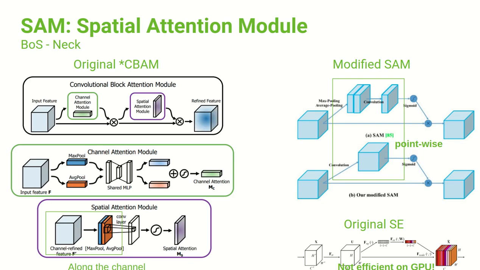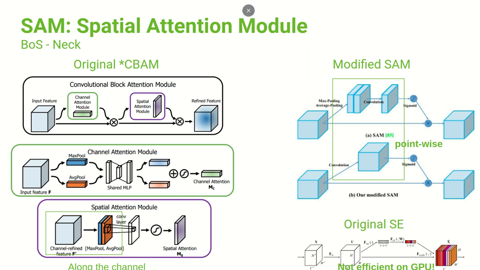So the next model we're going to talk about is the SAM, which is the spatial attention model. The spatial attention model is in the work of the convolutional block attention model. This is a 2019 work. But really the original one is from 2017. If you see the bottom right corner here, we have the original SE. SE stands for squeeze and excitation model.